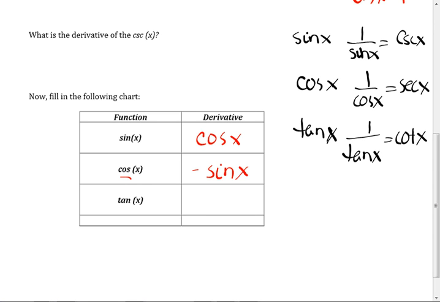So if I want to find the derivative of the cosecant, you're going to want to memorize it. But in the meantime, since we don't know what it is, we better figure it out. I want the derivative with respect to x of the cosecant. Well, that's 1 over the sine of x. And then, if you didn't do the homework, you probably don't remember the quotient rule. Remember that one?